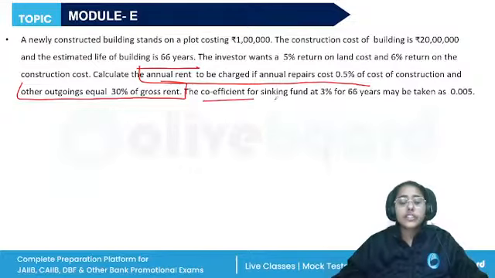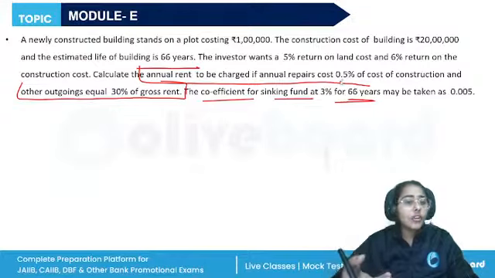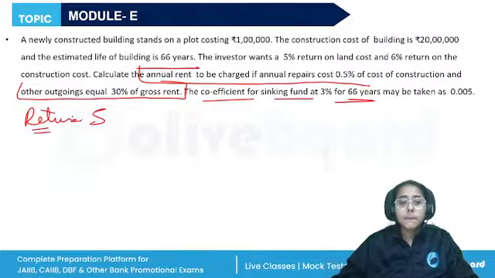And we are given that the coefficient of the sinking fund at 3% for 66 years may be taken as 0.005. So let us write down whatever is given to us. The return on land cost is 5% of 1 lakh rupees. So 5% of 1 lakh rupees will be rupees 5,000. This will be the return on land cost.